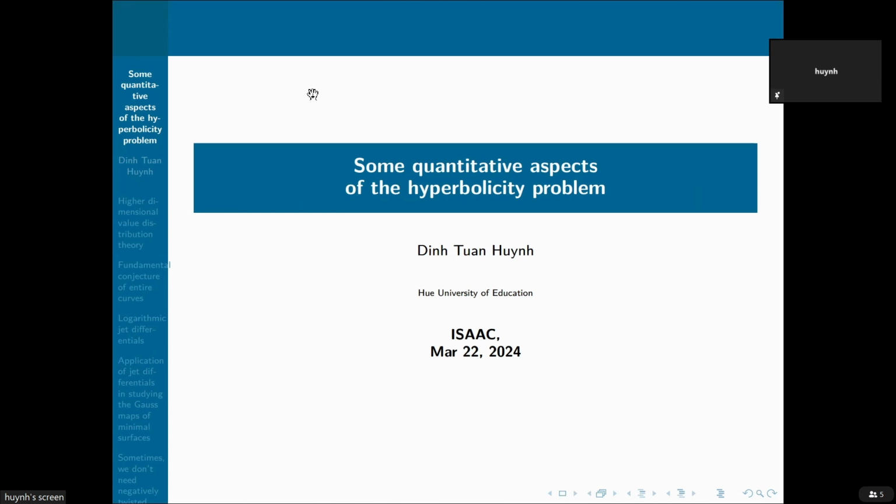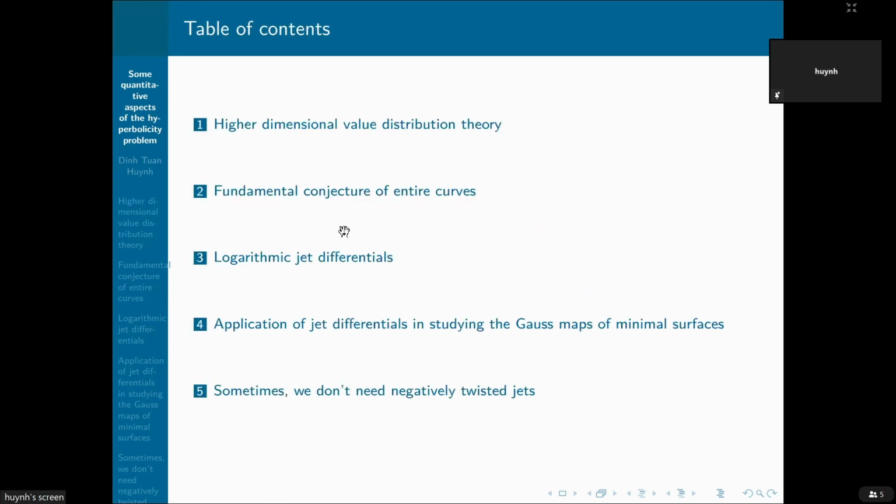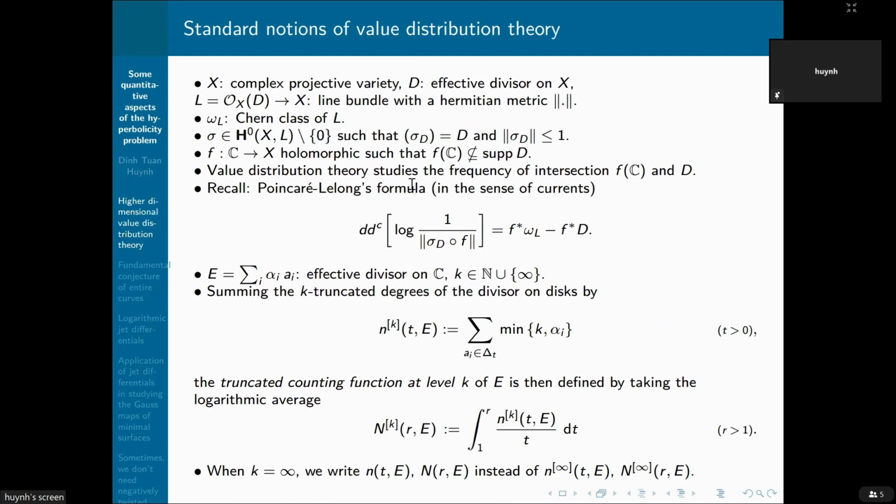So today I will discuss some quantitative aspects of the hyperbolicity problem from the point of view of value distribution theory, or Nevanlinna theory. This is a sketch of my talk. Let us start by giving a quick review of higher dimensional value distribution theory.